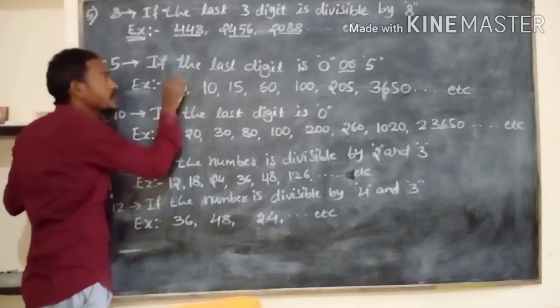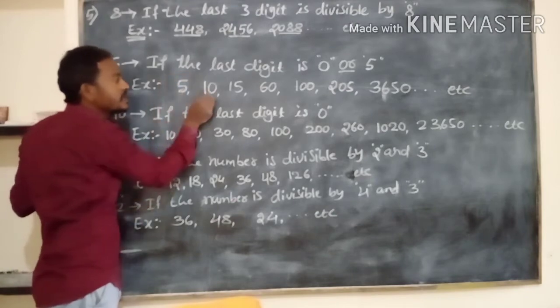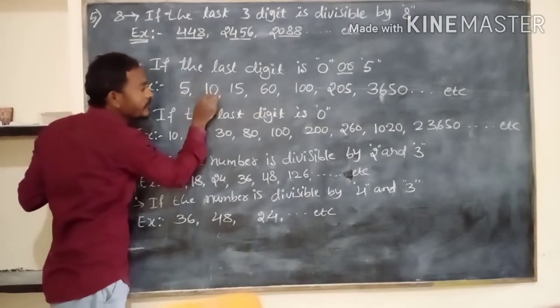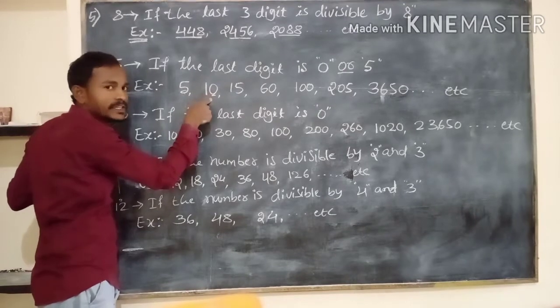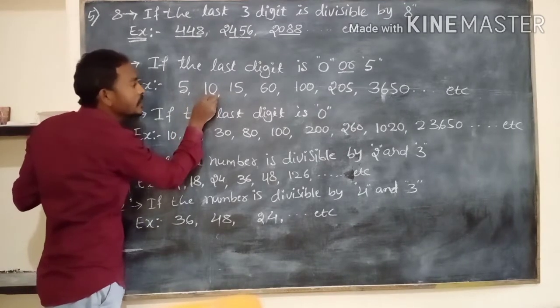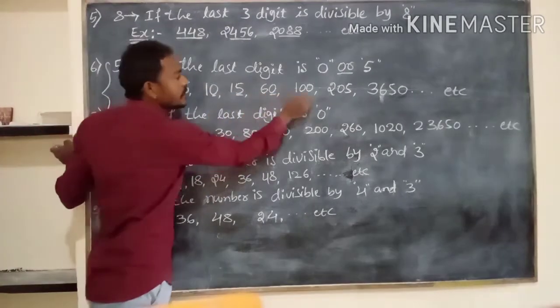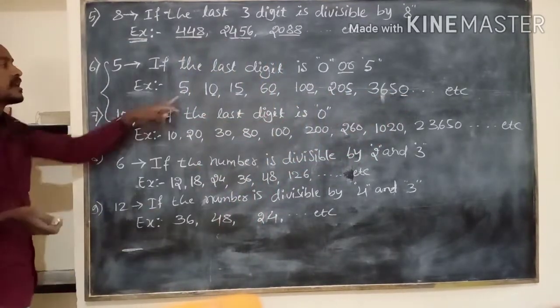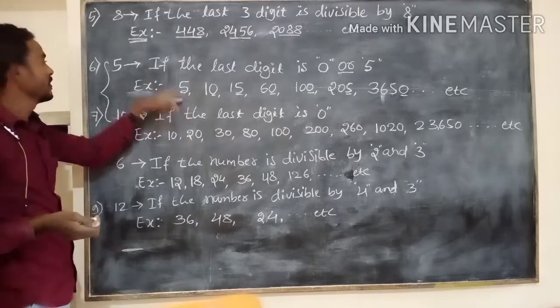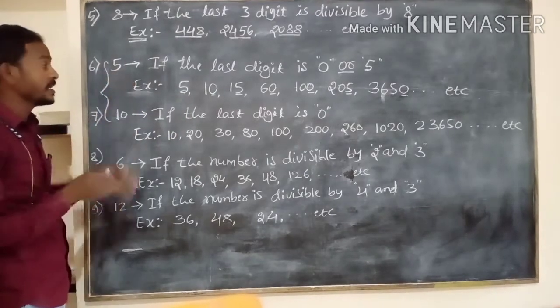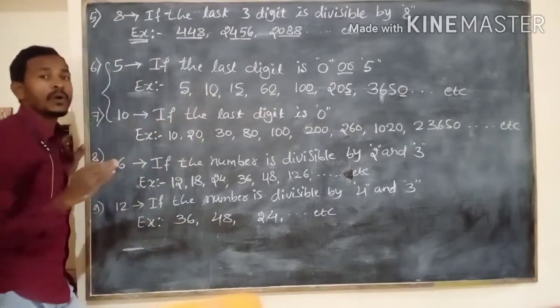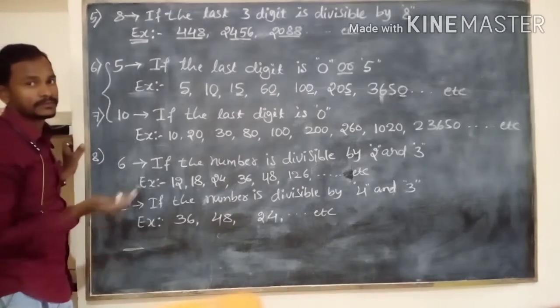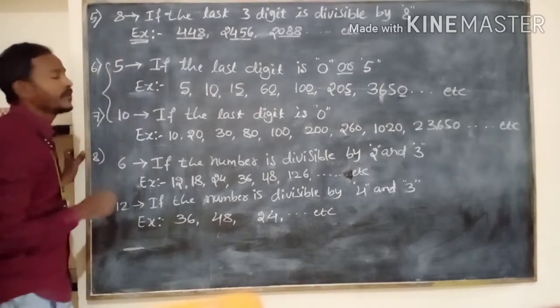Observing these numbers, what is the last digit? In the unit place there is 0, 5, 0, 0, 5, 0. So these numbers are completely divisible by 5, and in the unit place only 0 or 5 comes. So this is the rule for 5.